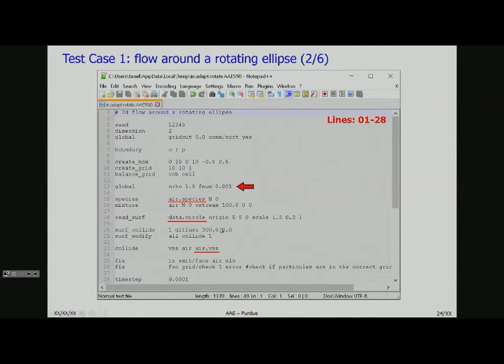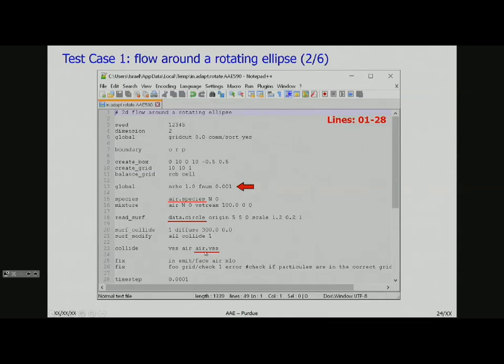Sorry, I made a mistake. 1 is something else. This is the surface collision ID. Diffuse means they want diffuse collisions. 300 is temperature, and 0, this is the accommodation coefficient. So this means actually 0% of collisions are diffuse. So this is the way they set up here, these are all specular collisions. If you had 1.0, that would be diffuse. And if you had 0.9, which is usually what you'd go with, that would be 90% of collisions are diffuse, 10% are specular. That's the way DSMC handles that.